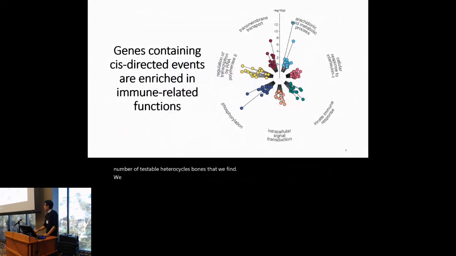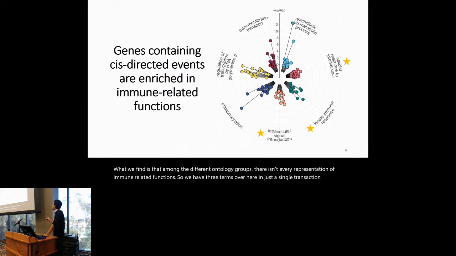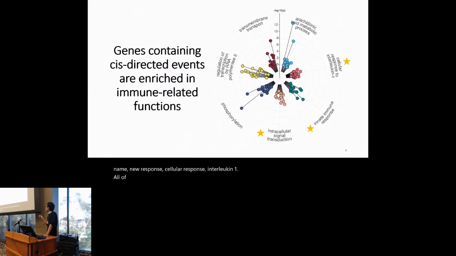We then proceed to look at what are the genes that contain these cis-directed splicing events. So we perform a gene ontology analysis, and we summarize the parent terms of the ontologies that are more significantly represented. What we find is that among the different ontology groups, there is an overrepresentation of immune-related functions. So we have 3 terms over here: intracellular signal transduction, innate immune response, cellular response to interleukin-1. All of these parent terms contain multiple ontology terms within them. Overall is the most overrepresented category. So that is to say that genes that have immune-related functions tend to have a cis-directed splicing mechanism.